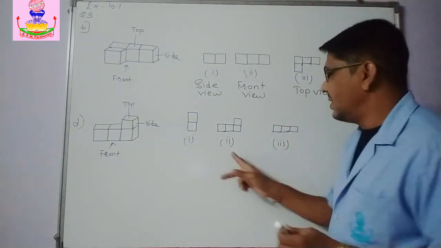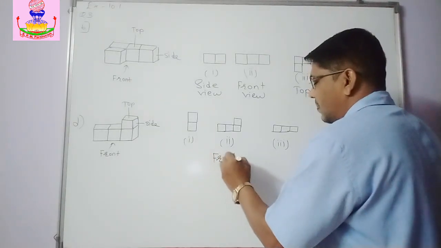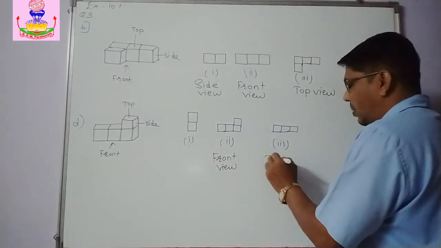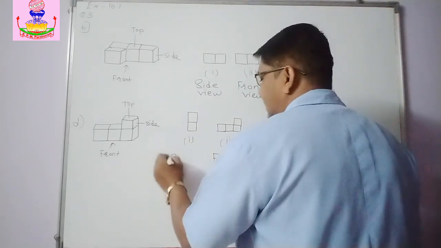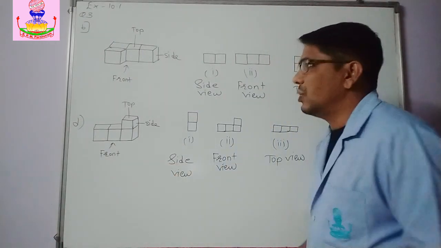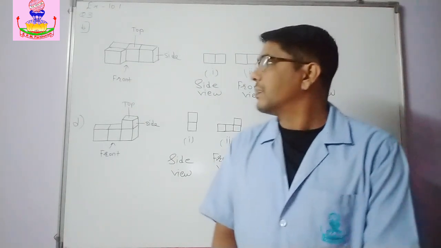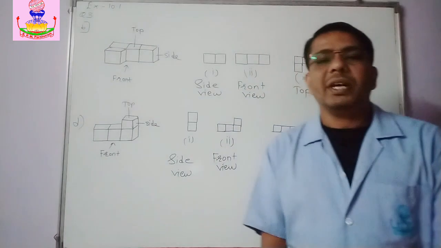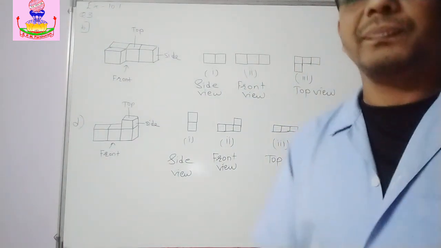So see here, this is the front view. This becomes the top view and this is the side view. So same way, try to solve A, C and E examples of question number 3. Now let's move to question number 4.